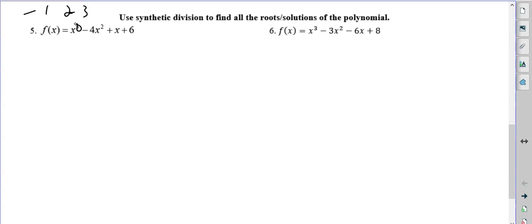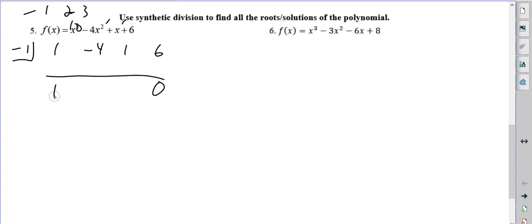So now, you basically choose which one you want to start with. Any one of them. -1, 2, 3. I'm going to do -1. So I have my cubic, my square, my linear. I'm good to go. I don't have any zeros. Don't have anything missing to put in. So 1, -4, 1, 6. Now I know -1 works. So this should be a 0 at the end.